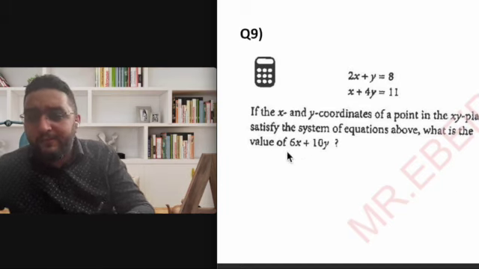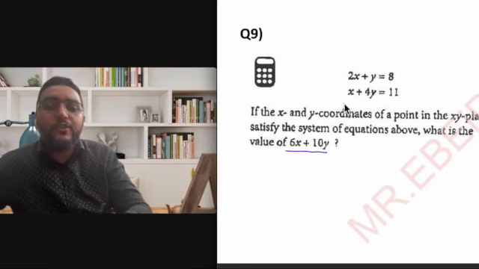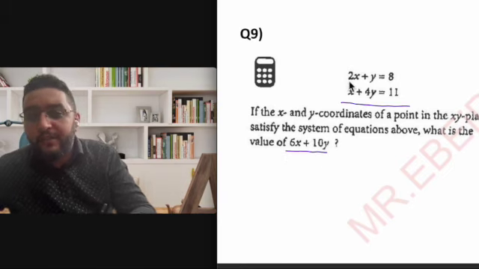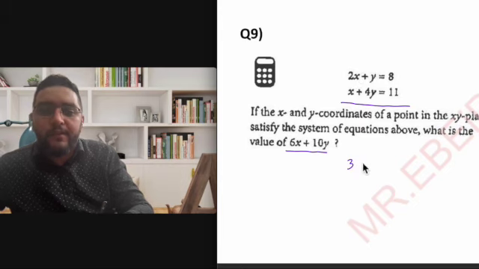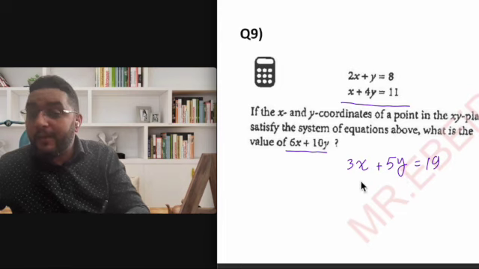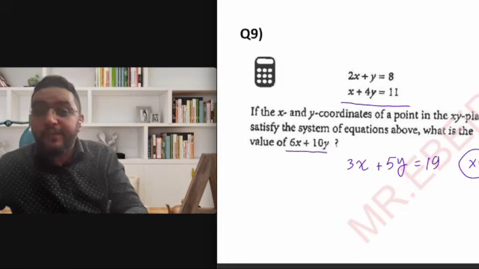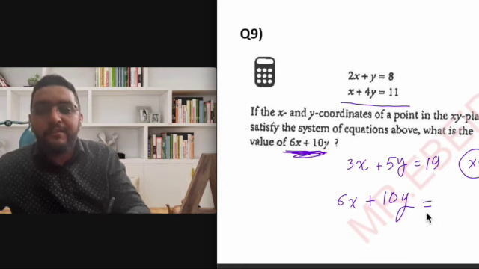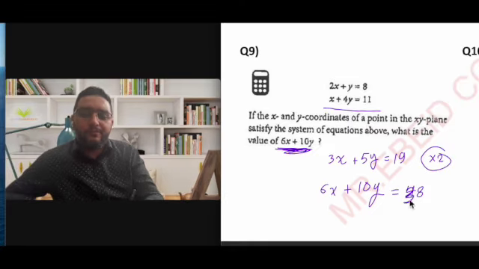If we want to find 6x plus 10y, just add the two equations. 2x plus x gives you 3x. y plus 4y equals 5y. And on the right hand side, 8 plus 11 equals 19. I can multiply this equation by 2. So 3x times 2 equals 6x, and 5y times 2 equals 10y. On the right hand side, 19 times 2 is 38. So the answer is 38.